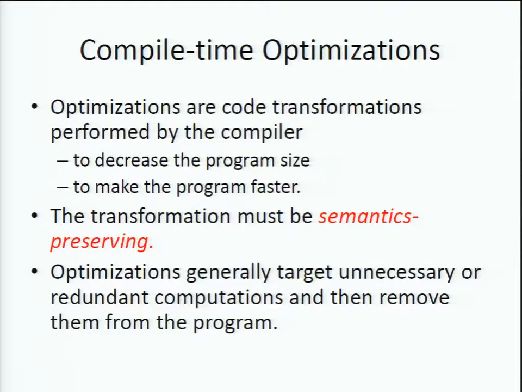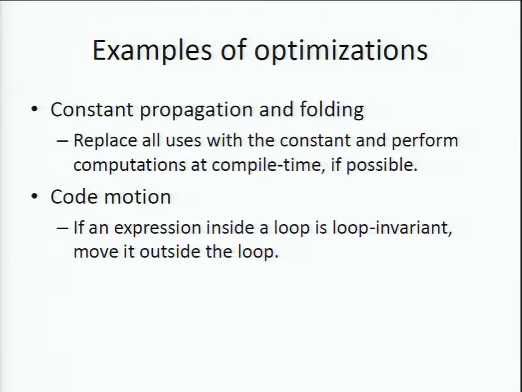So once again, just like the conversion from source language to machine language, these transformations themselves must be semantics preserving, which means that they should not change what the program does. Okay. And these optimizations will generally target unnecessary or redundant computations, and they will remove them from the program in such a way that what the program does is not being affected.